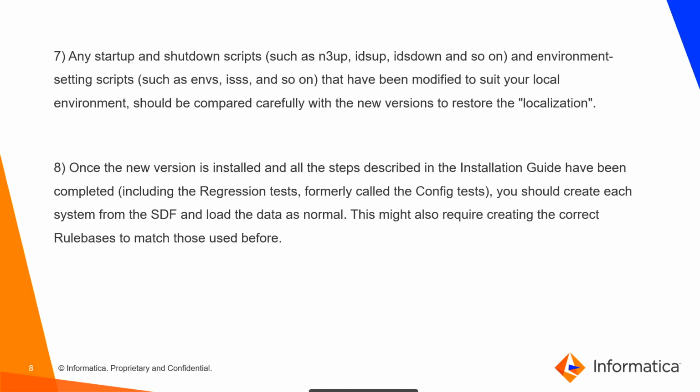7th step, any startup and shutdown script and environment settings script that have been modified to suit your local environment should be compared carefully with the new version to restore the localization. The next step is once the new version is installed and all the steps described in the installation guide have been completed, then you can launch the IIR console and create the system using the STF file and perform the load IDT.